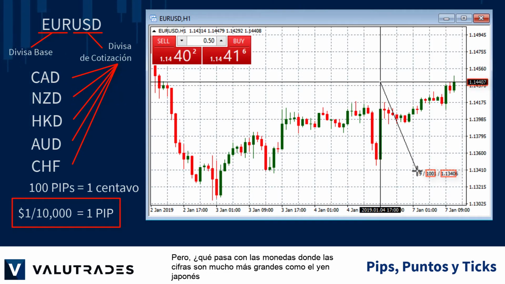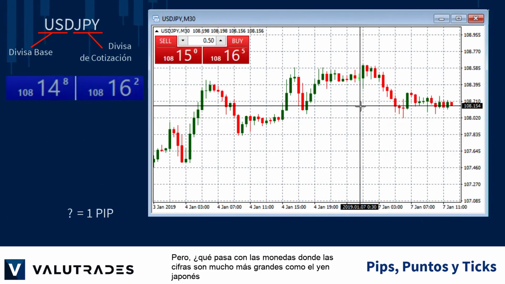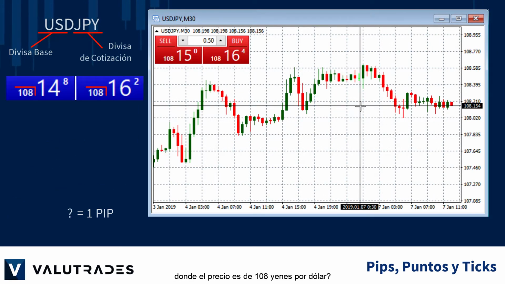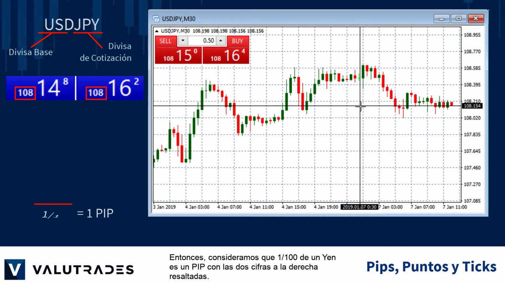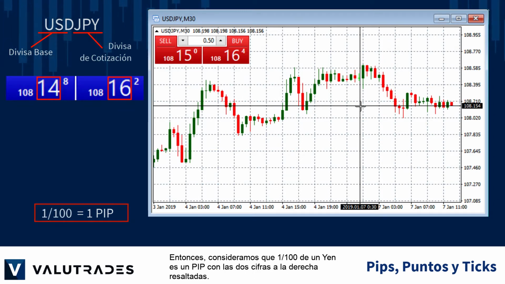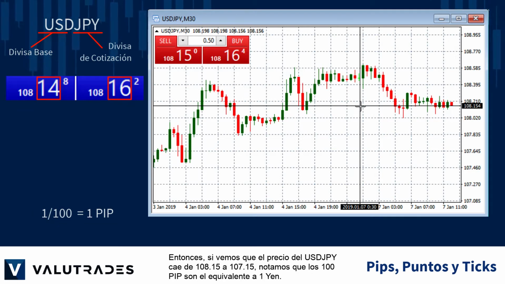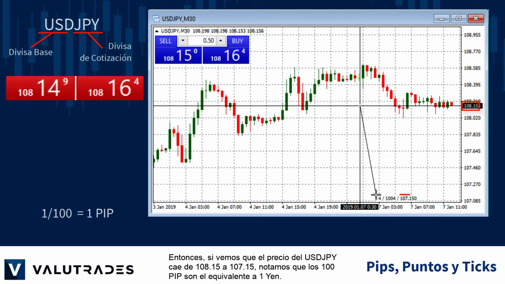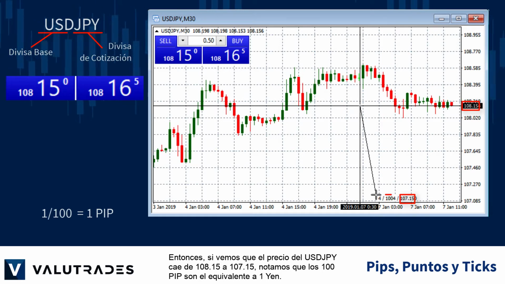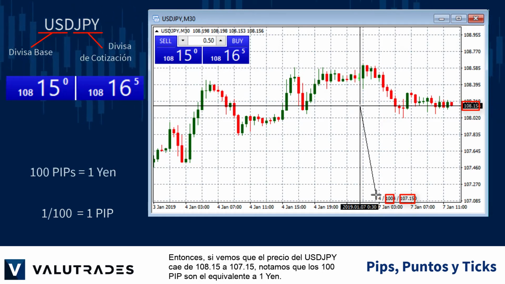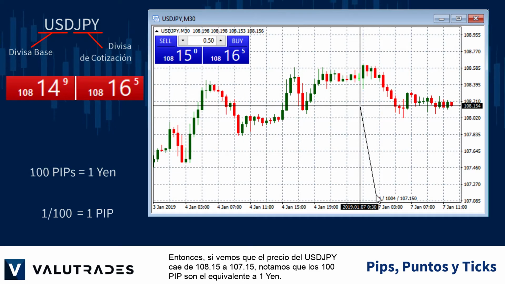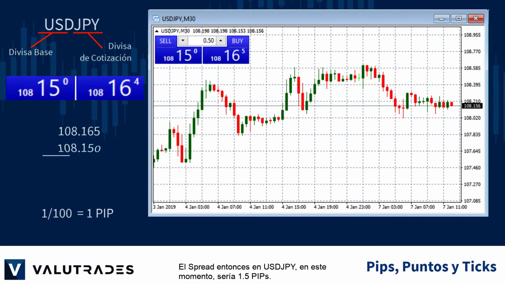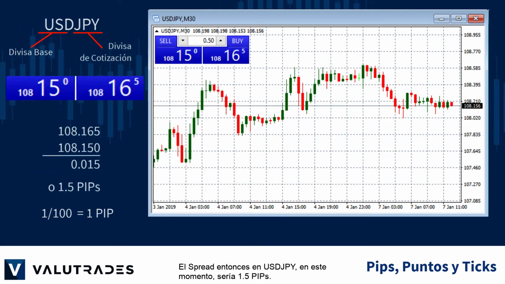But what about currencies where the figures are much larger, like the Japanese yen, where the price is 108 yen to the dollar? Then we consider 1/100th of a yen to be 1 pip, with the two figures just to the right highlighted. So, if we see the price of dollar-yen drop from 108.15 to 107.15, we note the 100 pips is the equivalent of 1 yen. The spread then on dollar-yen at this moment would be 1.5 pips.